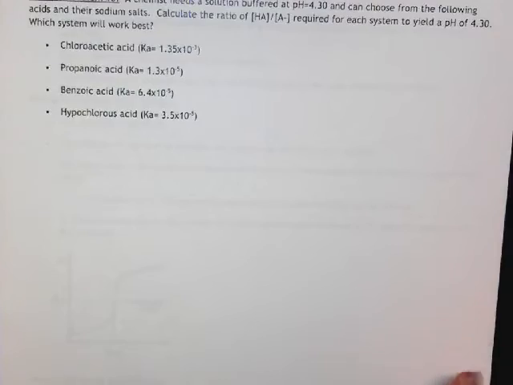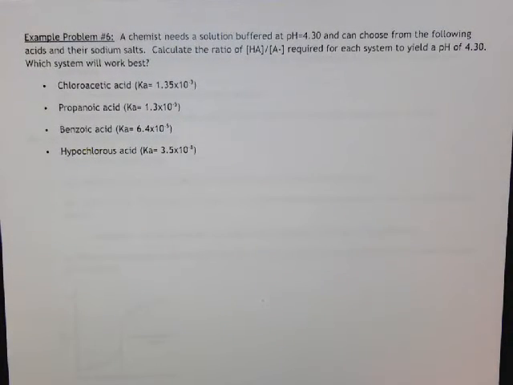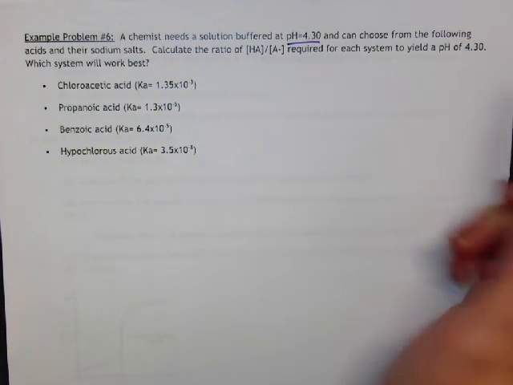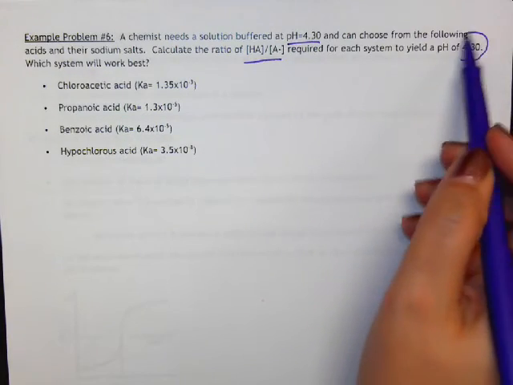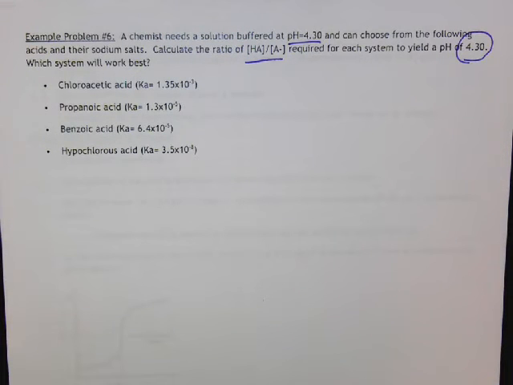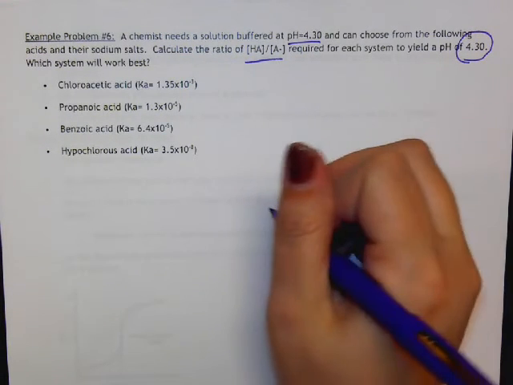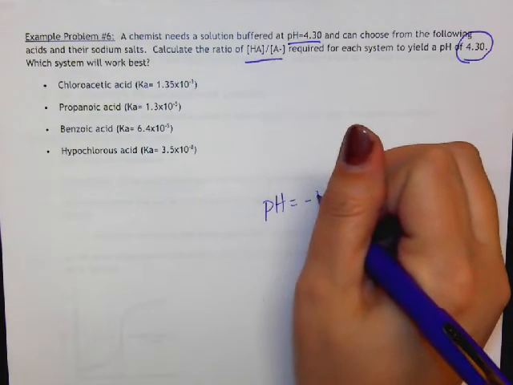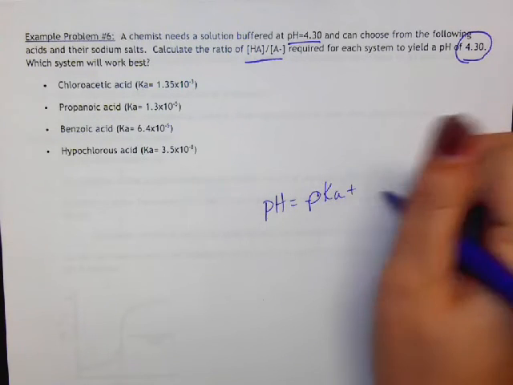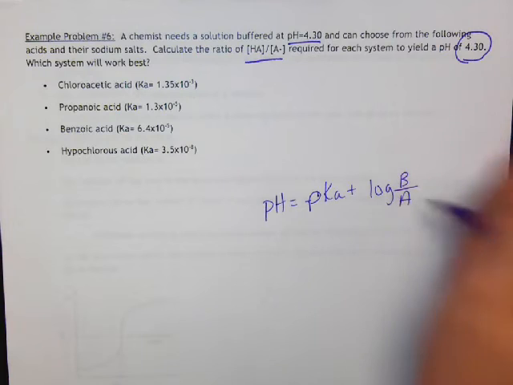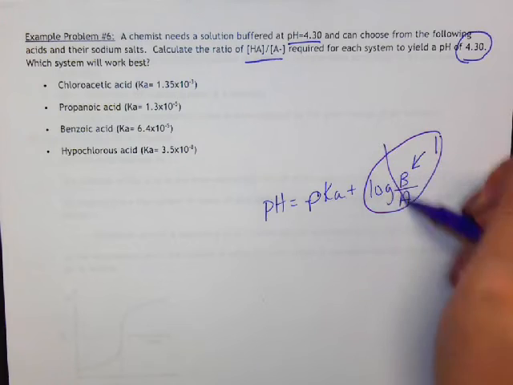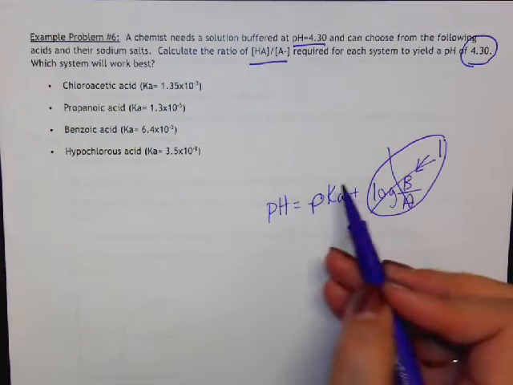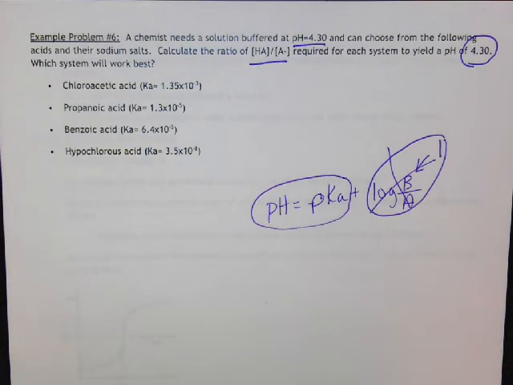Alright, so one last problem here. A chemist needs to make a buffered solution that has a pH of 4.3. Can choose from any of these. So calculate the ratio that we require for each system to produce a 4.3, and which system then would work best, right? So if we think about that, the pH is equal to the pKa plus the log of base over acid. And if we want this ratio to be 1, we're essentially saying we want this factor to not matter. And so the optimum buffer for that situation would be the one where the pH is equal to the pKa.